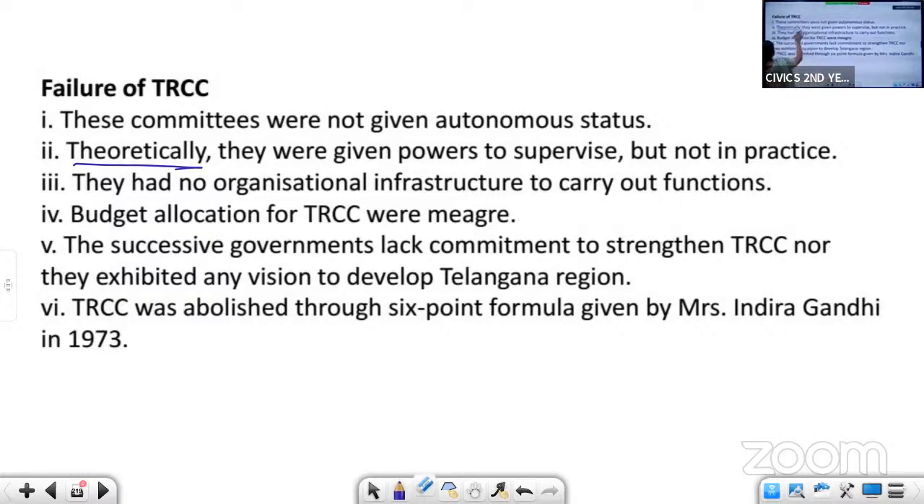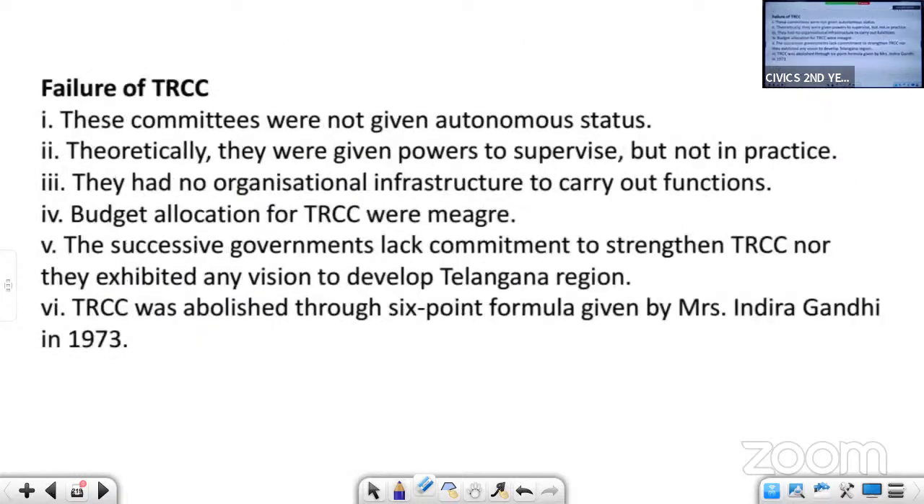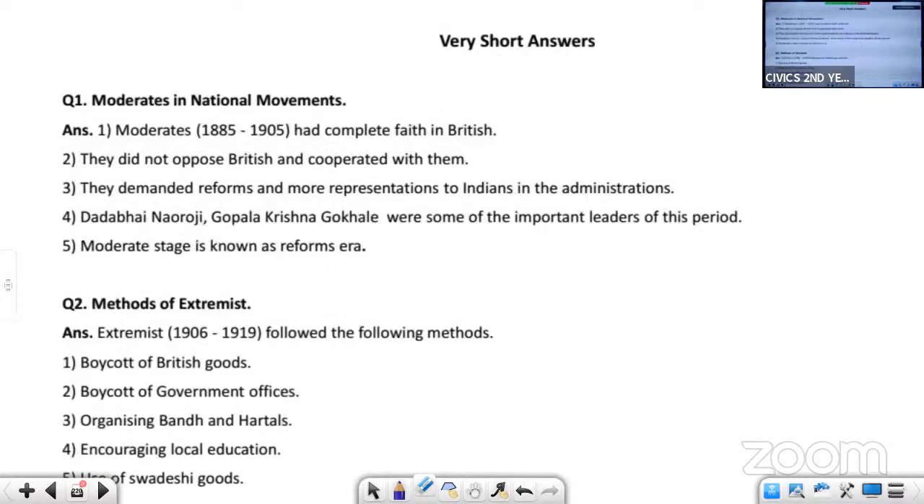So with this, we have completed all the unexpected questions. Some questions which I have discussed in the last 2 days, those are the unexpected questions. Sometimes you may get any of these questions. So now we will start with your very short answers. We will have a revision of very short answers chapter wise.